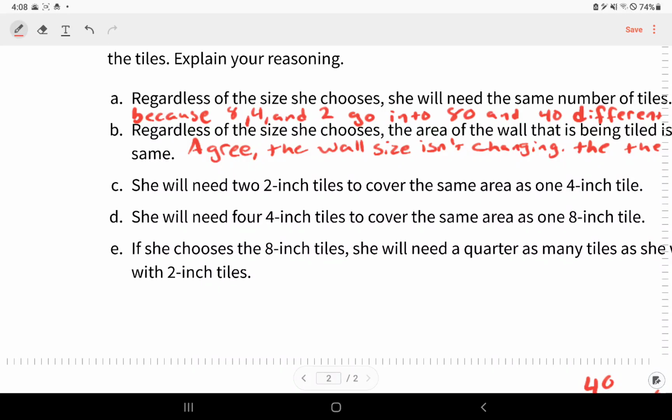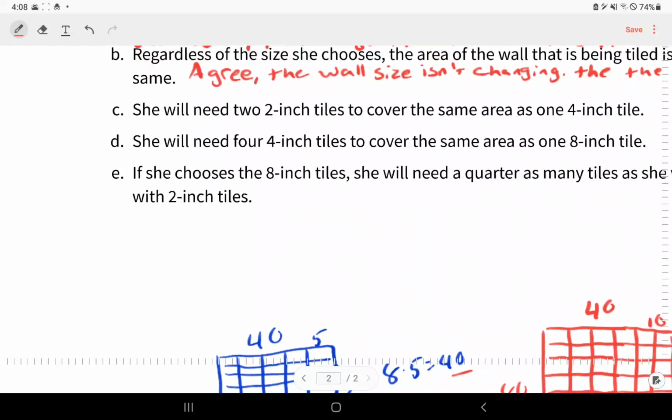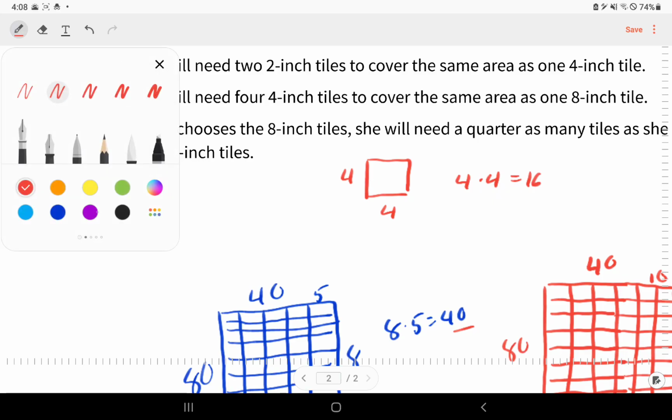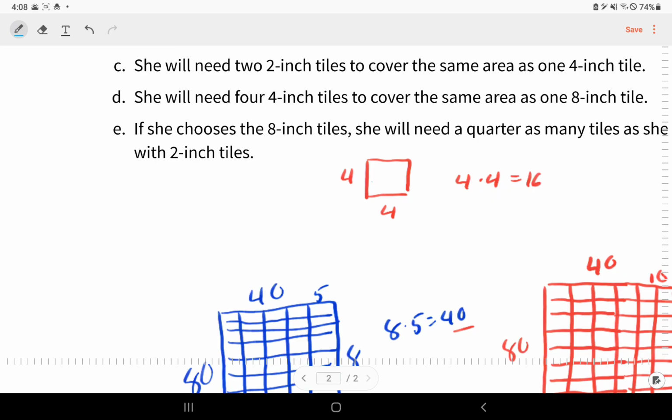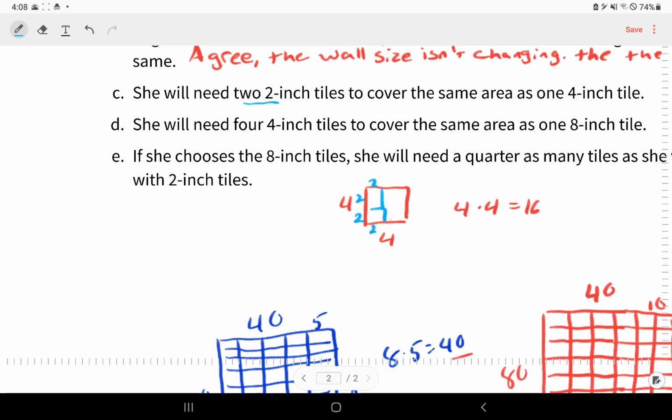Okay, she will need two 2-inch tiles to cover the same area as one 4-inch tile. Well, a 4-inch tile is 4 by 4. Well, 4 times 4 is 16. And so a 2-inch tile would be 2 by 2. So will two 2-inch tiles cover the entire thing?